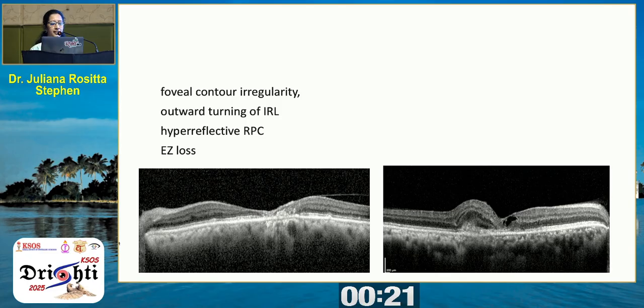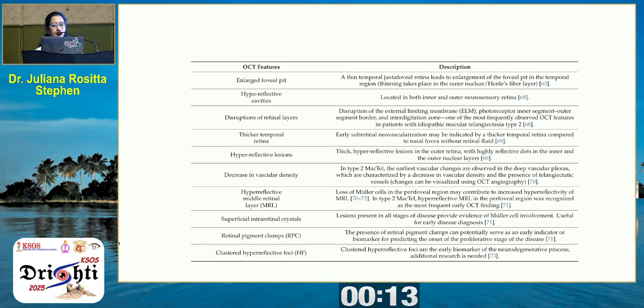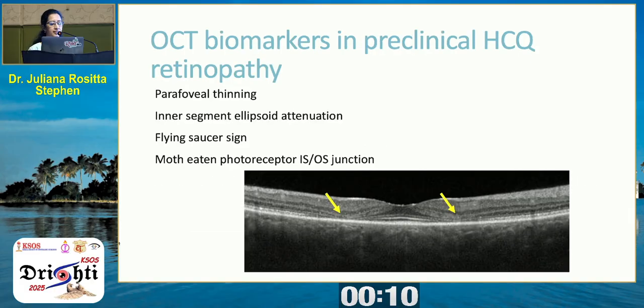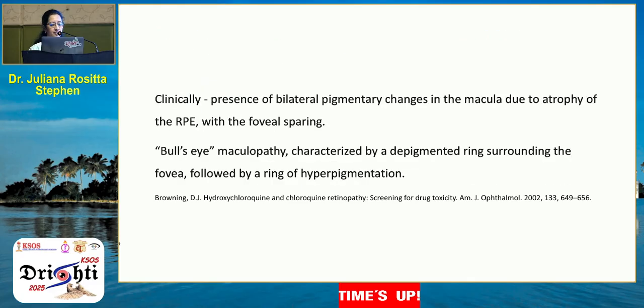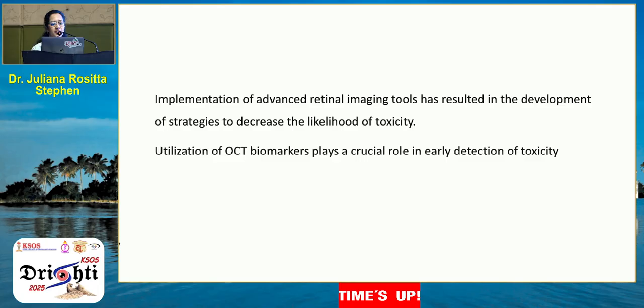So poor predictors of visual acuity are foveal contour irregularity, outer turning of inner retinal layers, hyperreflective RPE and EZ loss. So summary, drug-induced maculopathies. Biomarkers of preclinical HCQ retinopathy are parafoveal thinning, inner segment ellipsoid attenuation, flying saucer sign, moth-eaten appearance of the ISOS junction. So implementation of advanced retinal imaging tools has resulted in the development of strategies to decrease the likelihood of toxicity. Utilization of OCT biomarkers plays a crucial role in early detection of toxicity.